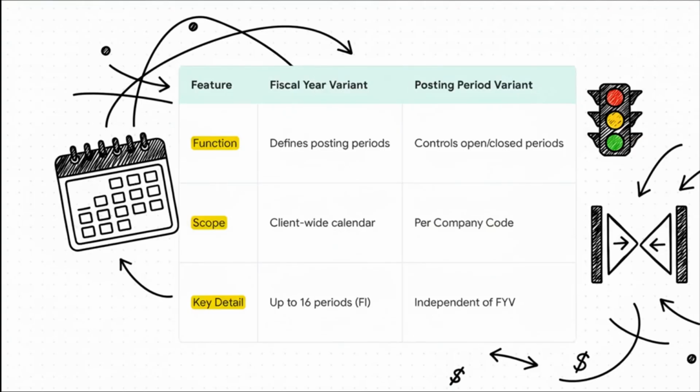This table really just sums it all up perfectly. On one side, you have the fiscal year variant. Its function? Define the calendar. Its scope? The whole organization. On the other side, the posting period variant. Its function? Open and close the periods. Its scope? Just a single company code. One of them draws the map, the other one directs the traffic.